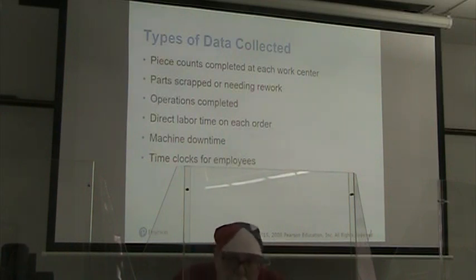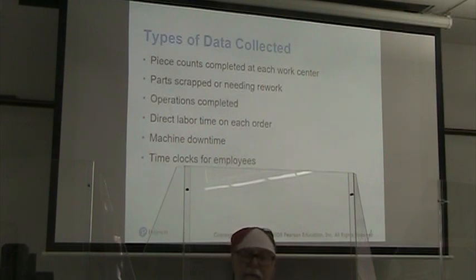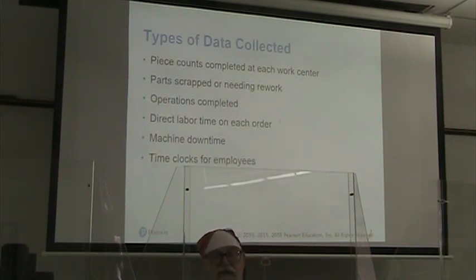All right, so the types of data that we're looking at are things like the piece counts completed at each work center, the parts that are scrapped or need rework, the operations completed, the direct labor time on every order, the machine downtime, and time clocks for the employees.